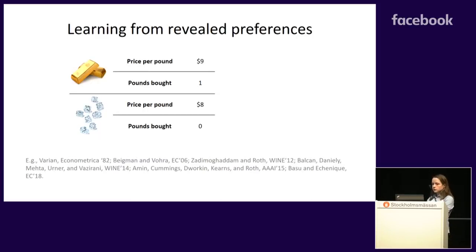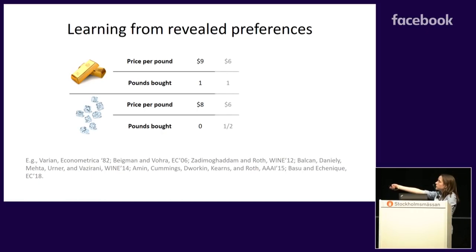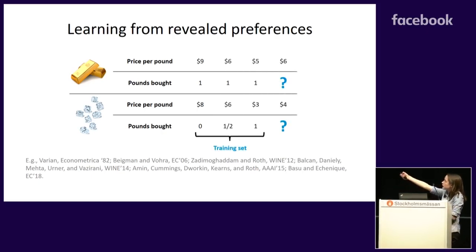And the last learning framework I want to talk about is learning from revealed preferences, where you have some set of divisible goods, like gold and diamonds, you set some price per unit, and you see what the buyers bought. And you do this again and again and again. And then on the last day, you say, well, what if I had set the price of gold to be $6, the price of diamonds to be $4, what would the buyers have bought?